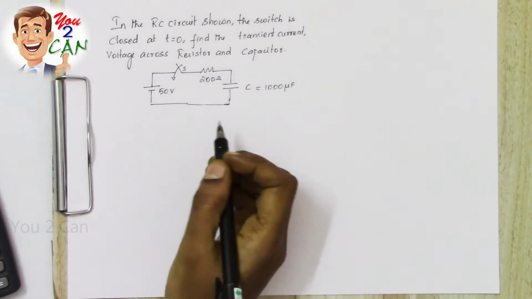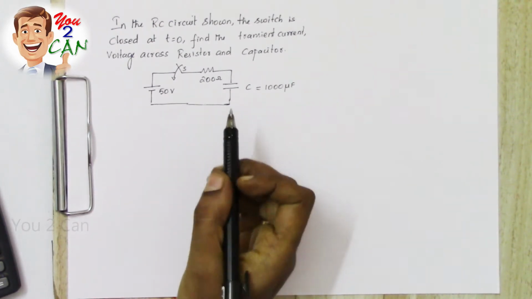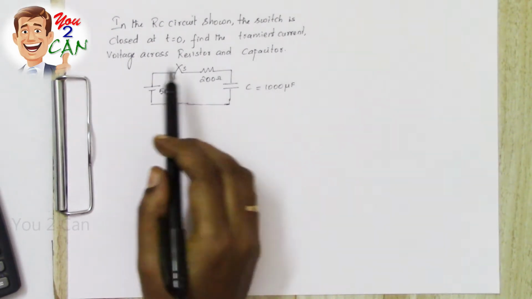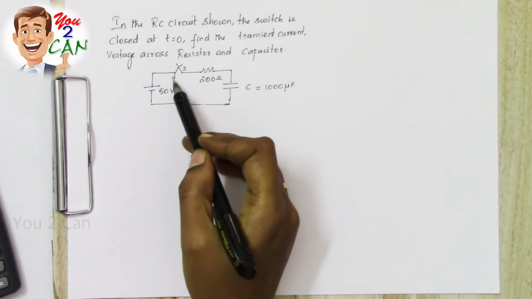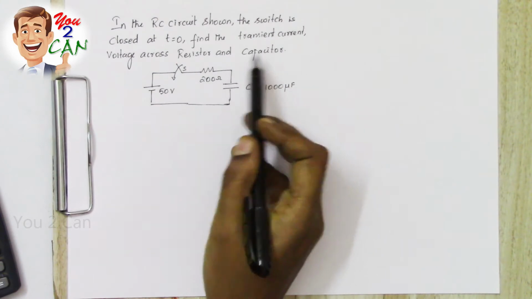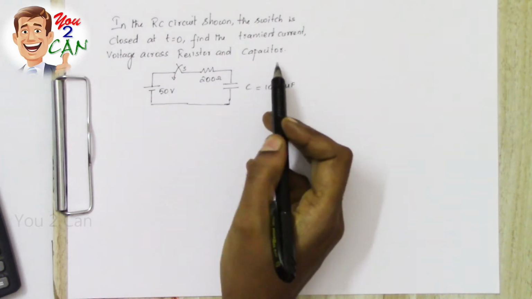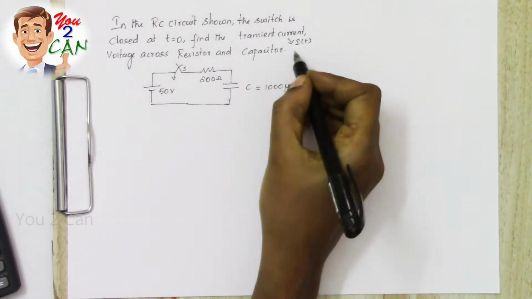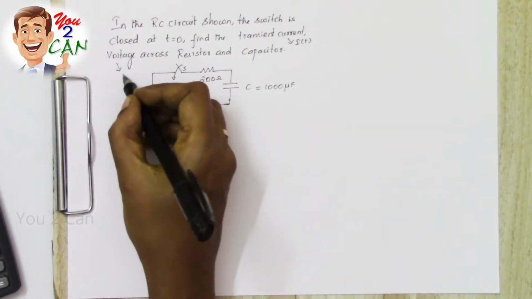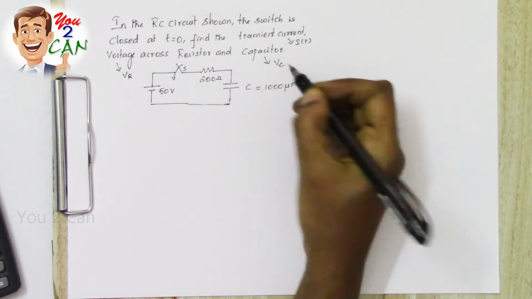So let us solve an example in RC transients. Consider the circuit. In this RC circuit shown, the switch is closed at t equal to 0. You have to find the transient current, the voltage across the resistor and the voltage across the capacitor. This transient current is I of t. Find the expression for I of t, the expression for VR and the expression for VC.